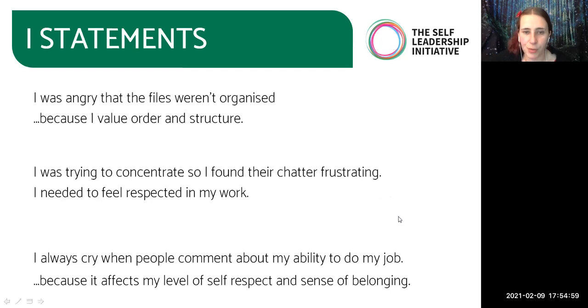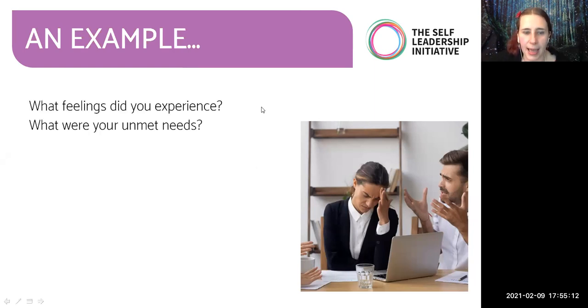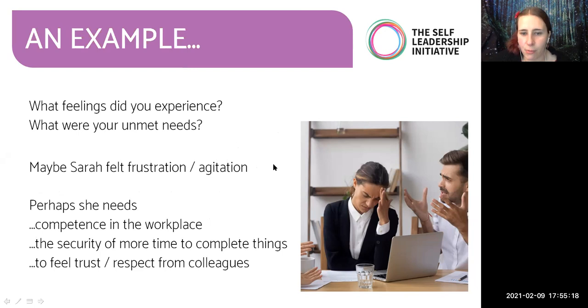This puts steps 2 and 3 together now. So, going back to this example of somebody who's turning up late and has done the report wrong, the person who's got the issue might say, what did they feel? What were their unmet needs? Maybe Sarah was frustrated or agitated because she needs to feel that her team is competent. Maybe she needs the security that things are done with extra time in case there are errors and edits to make. Maybe she needs to feel a sense of trust with her colleagues. Again, it's a made-up example. I couldn't tell you which one she actually felt, but there's a whole range of options, which is why we can't assume. We need somebody to tell us.